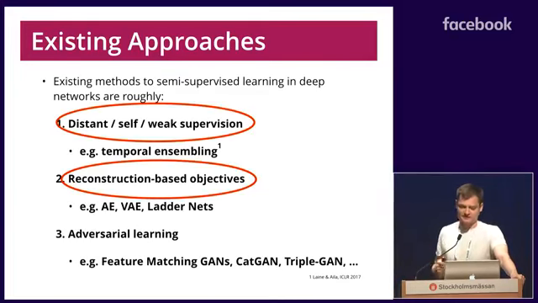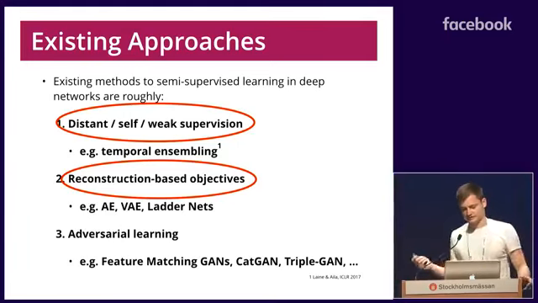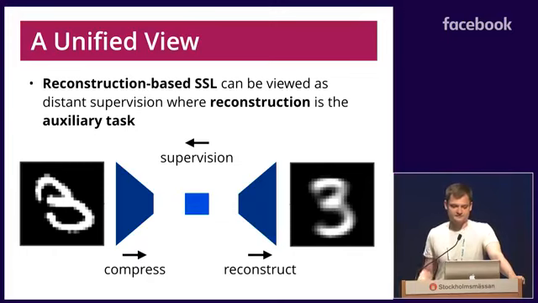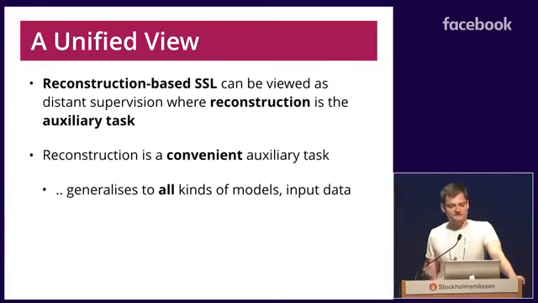I will go in depth a little bit more on the first two, because there are a few analogies there that motivate our approach pretty well. If we look in detail at reconstruction-based semi-supervised learning, it's actually just a special case of distant supervision where the auxiliary task is a reconstruction task. This naturally leads us to the question, why this task, why not another task? Reconstruction is a really convenient auxiliary task because any model, any task, any kind of data can be reconstructed. But is it the best one?